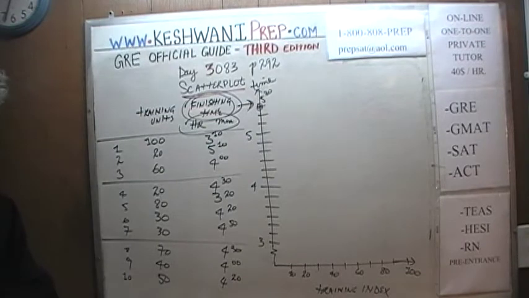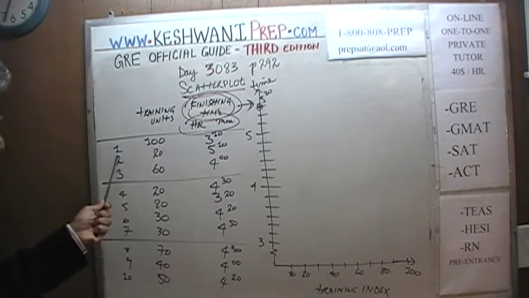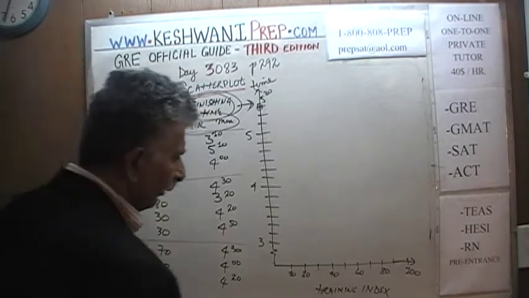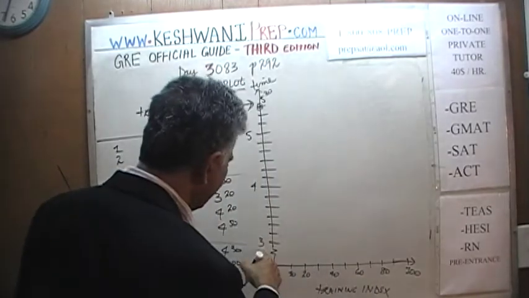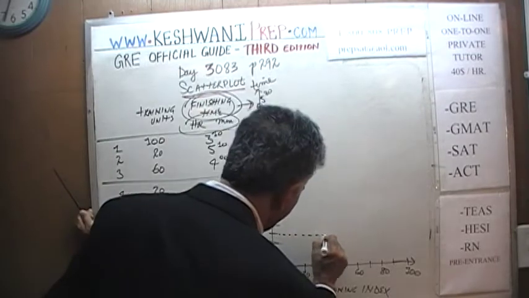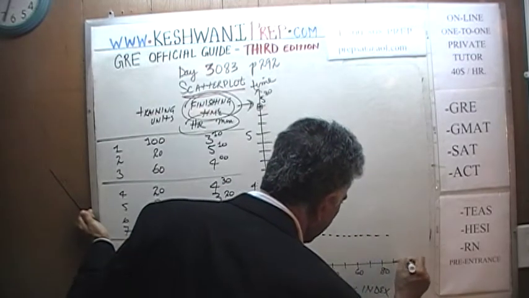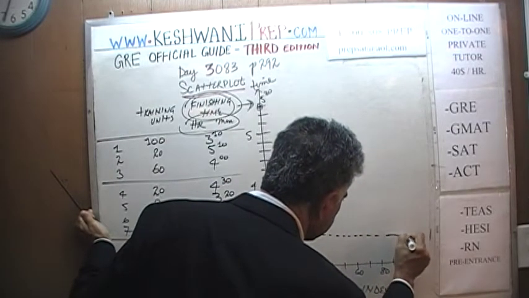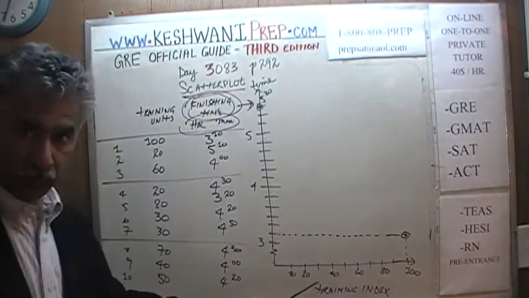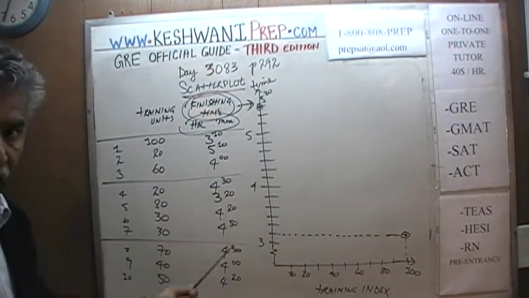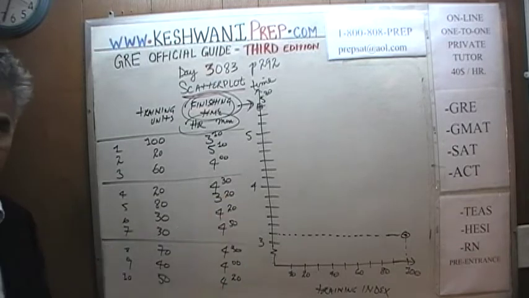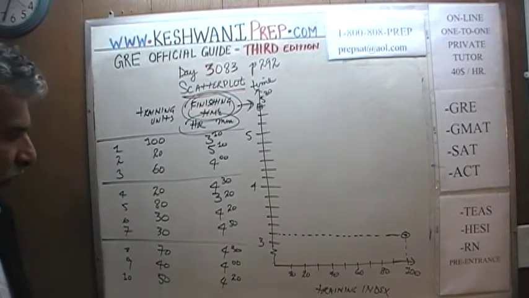Are we ready? Let's plot it. Let's get going, shall we? So number one, we have 100 and 310. 3 is right here, and this is 10. Of course, in the exam, this will be given to us. Do you understand? We are plotting it ourselves from scratch, from the raw data, so that we can have a better understanding of what it is all about.